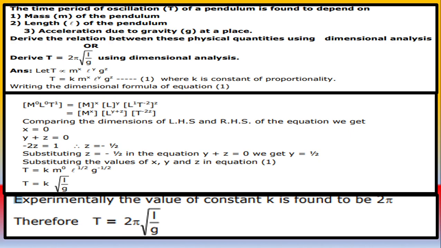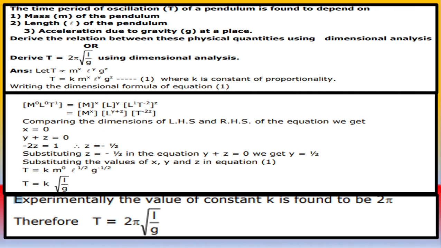So it does not depend upon mass. So we came to know: mass to the power 0, length to the power half, and g to the power of minus half. Minus half means we can write (L by g) whole to the power of half. Half is nothing but square root, so we can replace it with the square root.